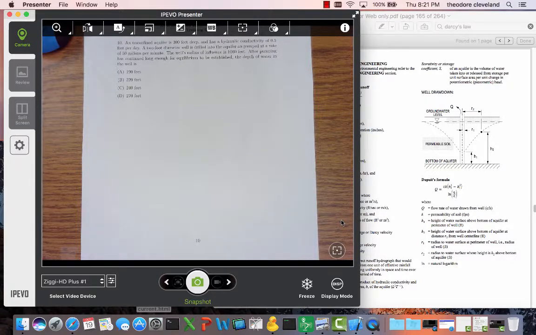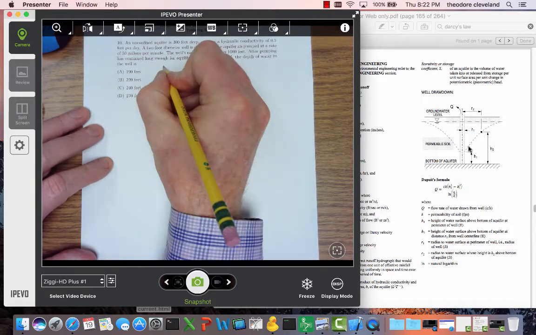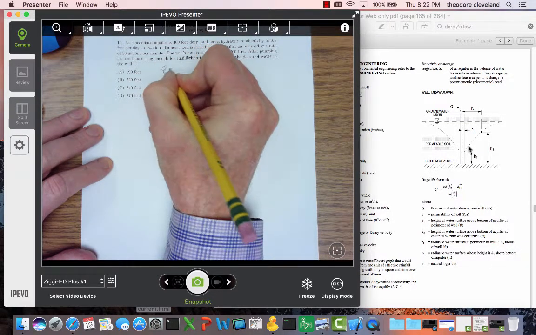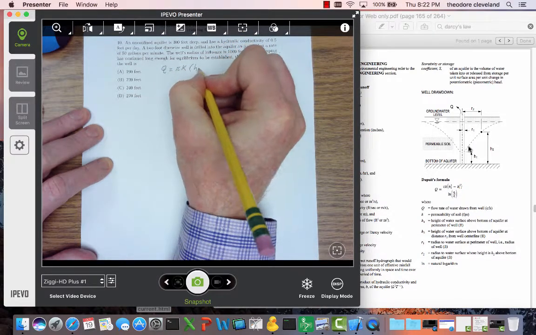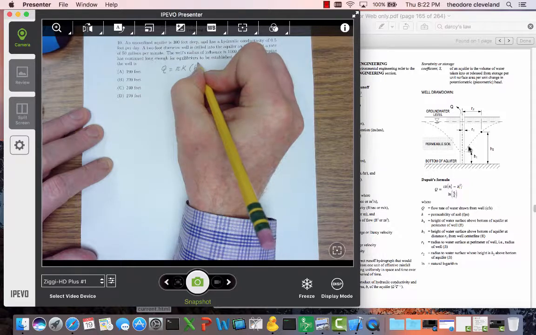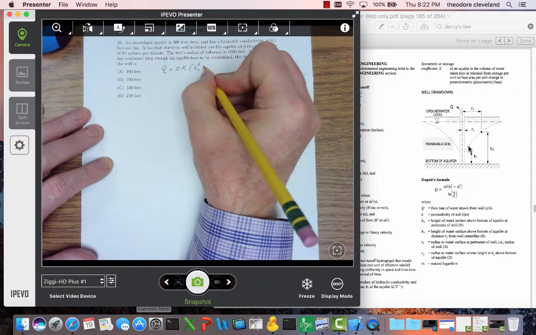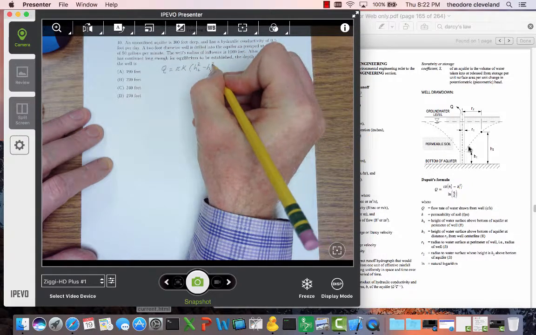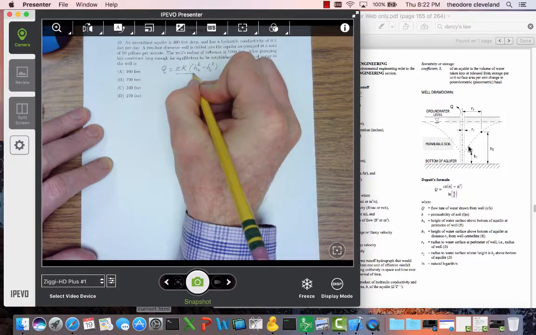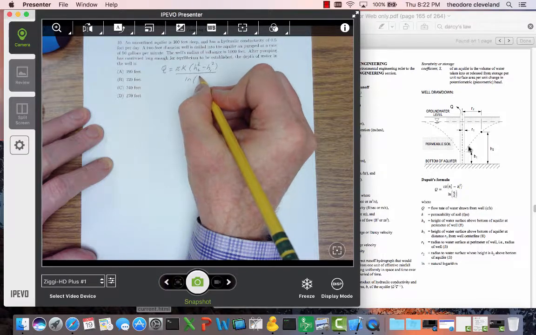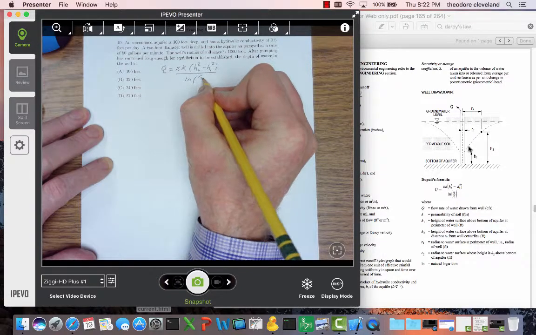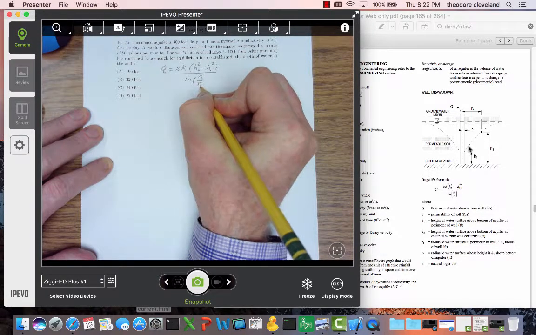In the FE review supplied reference, we find Dupuit's formula, which applies for this case. And Dupuit's formula says that discharge is equal to pi times the hydraulic conductivity times the head at location 2 squared minus the head at location 1 squared, divided by the natural log of the radial distance to location 2 divided by the radial distance to location 1.